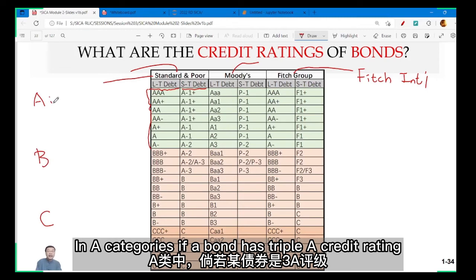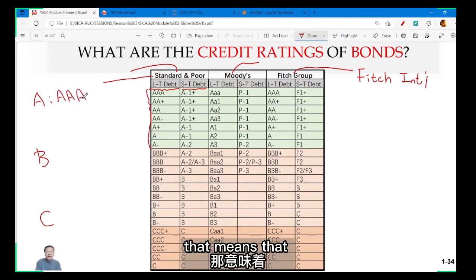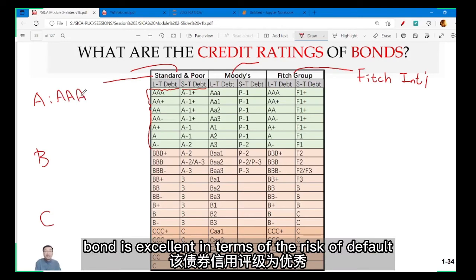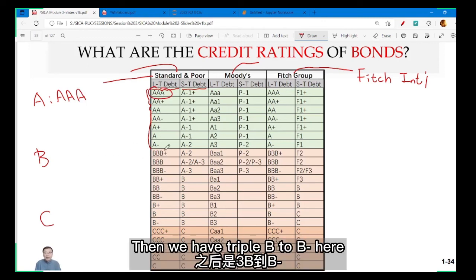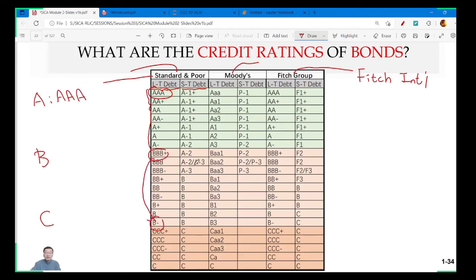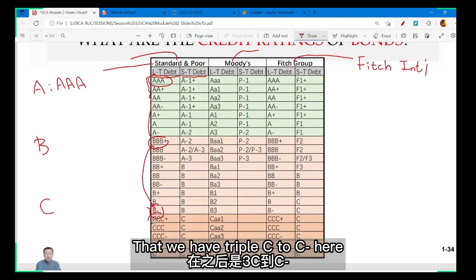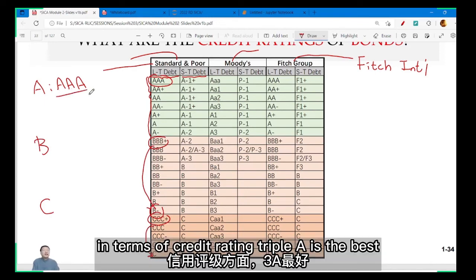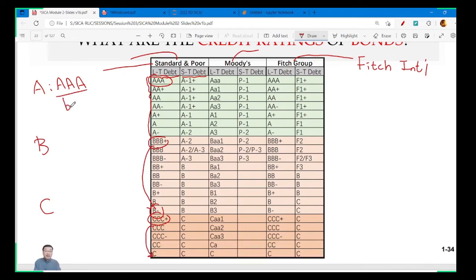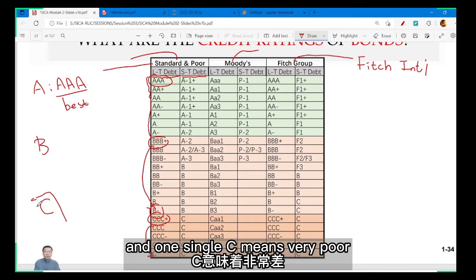In A categories, if a bond has an AAA credit rating, that means that bond is excellent in terms of the risk of default. AAA here. Then we have BBB to B minus here. Then we have CCC to C minus here. Now we know, in terms of credit rating, AAA is the best. And one single C means very poor.